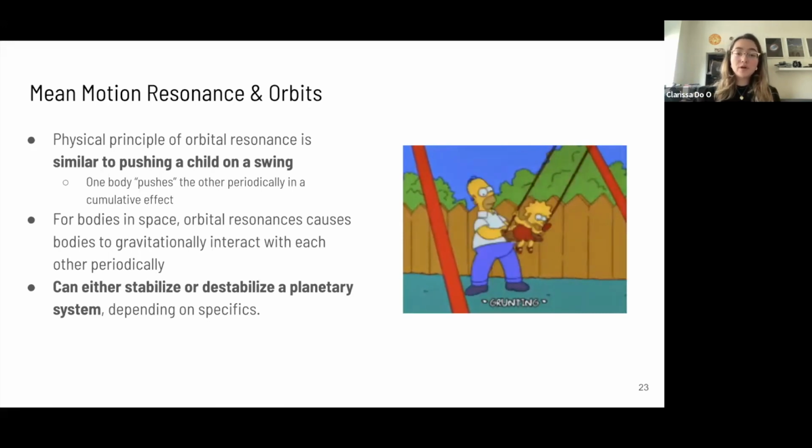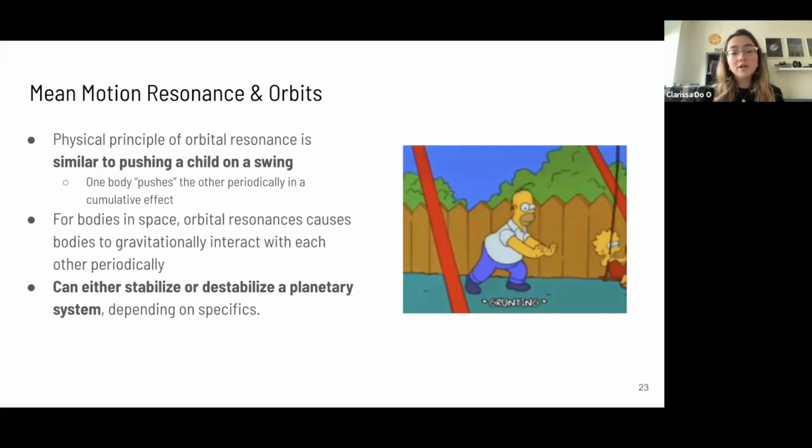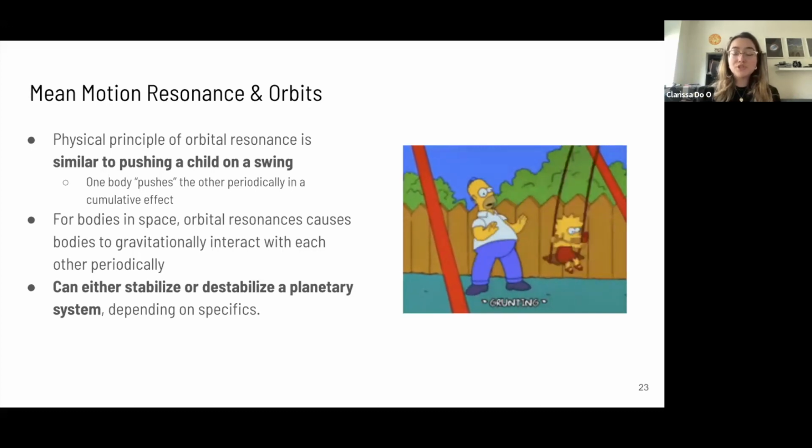What this means for a planet, for example, is that when these planets are passing closest to each other, they would gravitationally interact with each other periodically. And you can think of it as the pushing of the swing. Depending on the system, having a resonance like this can either stabilize or destabilize the system, depending very much on the specifics.